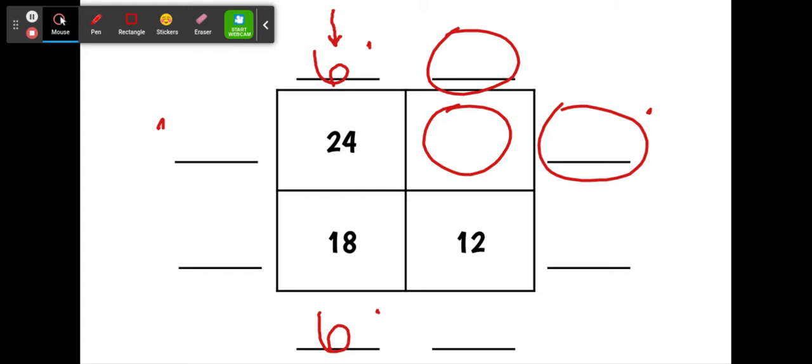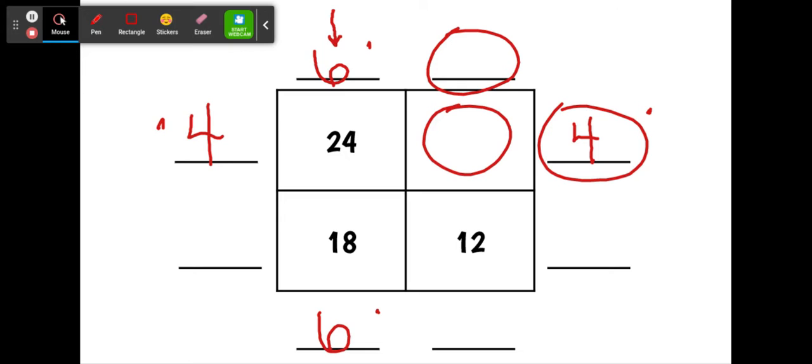If I know 6 times something equals 24, I need to figure out what that something is. Well, that's where those factor pairs come in. Okay, I know that 6 times 4 is 24. And because those opposite sides have the same factor, I also know that 4 is this factor over here, even though I don't know what number it's multiplying to be yet.